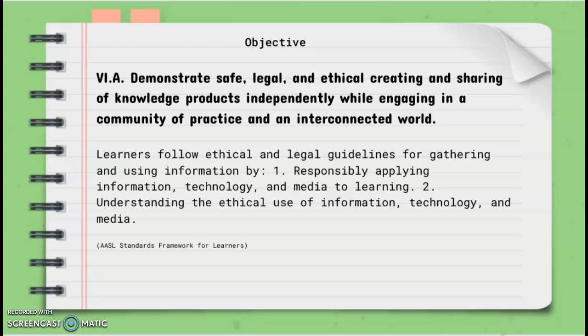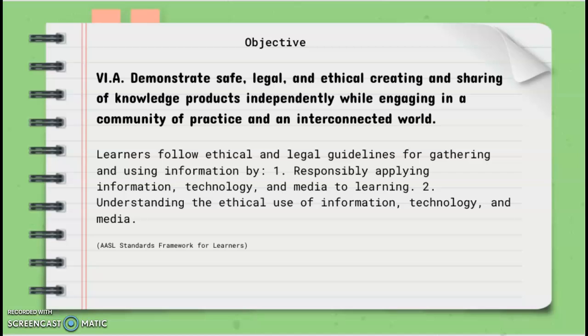So the first objective that we're going to be looking at today is from the AASL Standards Framework for Learners, which is to demonstrate safe, legal, and ethical creating and sharing of knowledge products independently while engaging in a community of practice and an interconnected world. So we're going to do that by following ethical and legal guidelines for gathering and using information, by number 1, responsibly applying information technology and media to learning, and 2, understanding the ethical use of information technology and media.